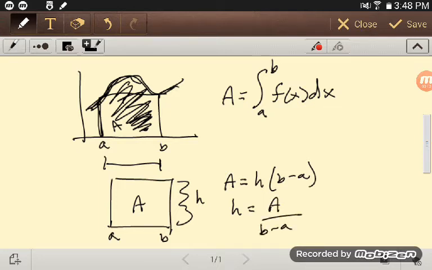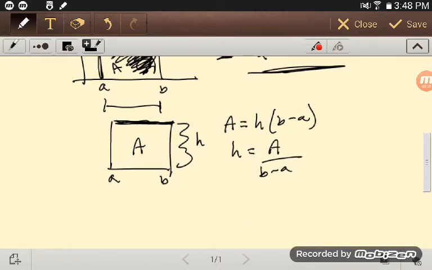Oh, okay, A is that integral. So if we divide that definite integral by b minus a, we'll get a constant height of a rectangle that has exactly the same area as this thing up here. That makes sense for an average height of f, right? At least I think it does. And so that height is 1 over b minus a times the area, but the area is the integral from a to b of f of x dx.